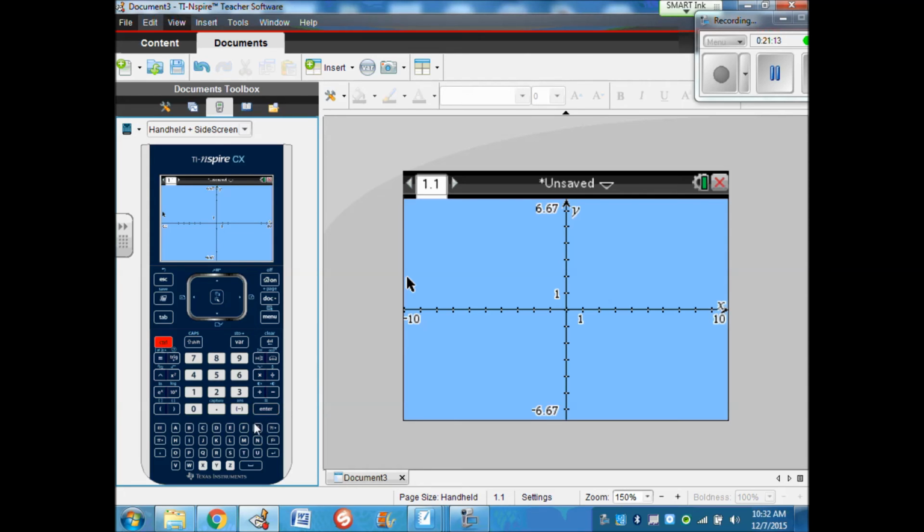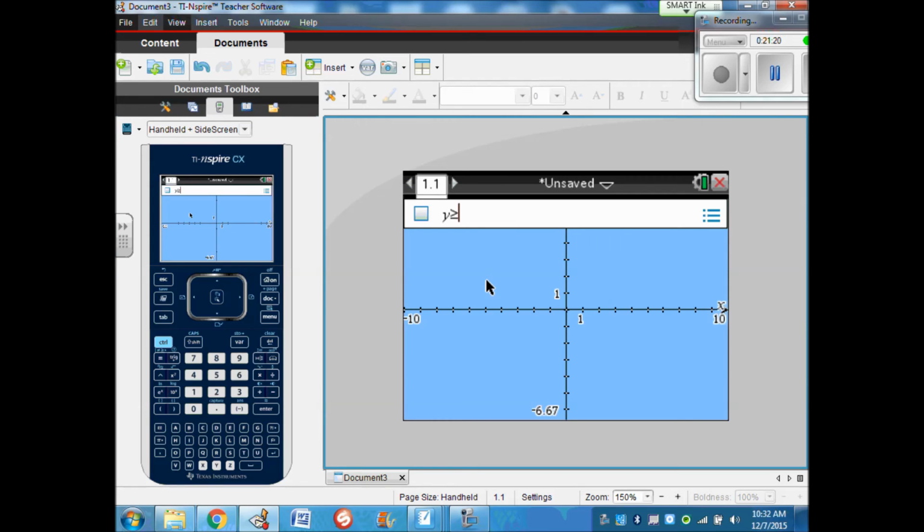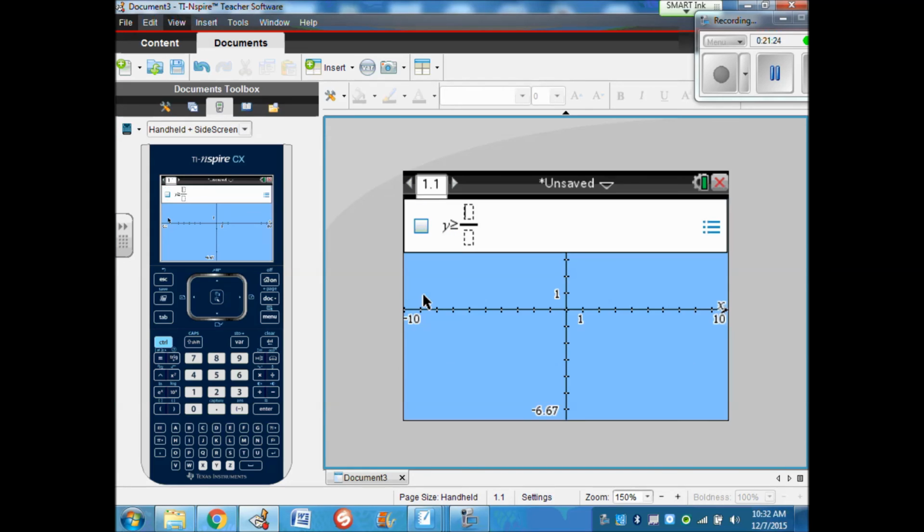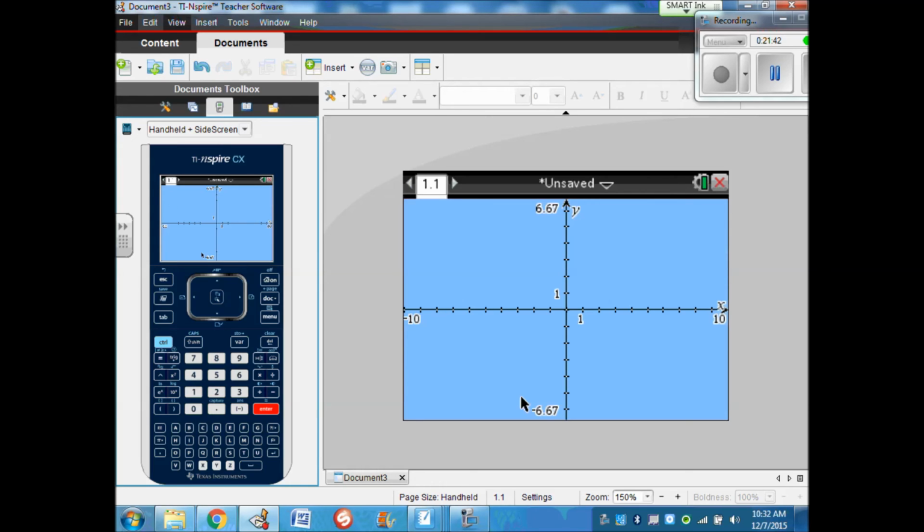So now let's hit Control G and type in that second one, and that's going to be a greater than or equal to. So that's negative 2/3 x plus 40. And hit enter. Okay, so everything seems to be shaded in here.